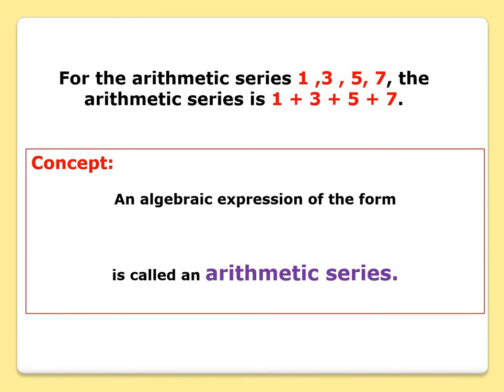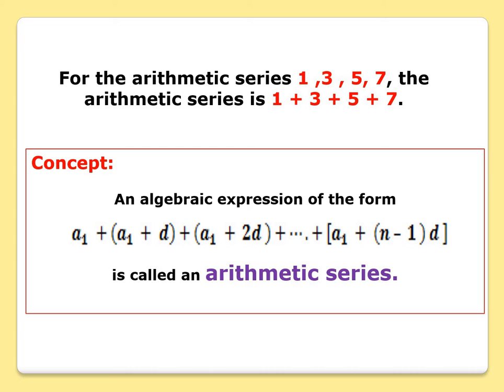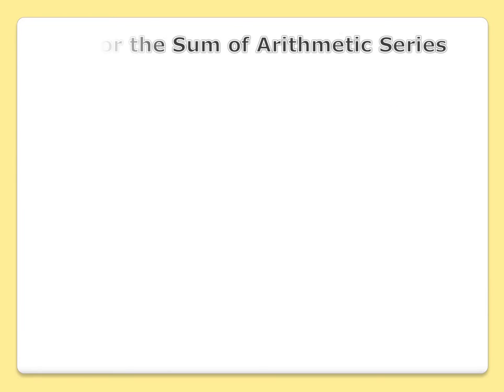Let's have this concept. An algebraic expression of the form a sub 1 plus the quantity a sub 1 plus d plus the quantity a sub 1 plus 2d plus dot dot dot up to a sub 1 plus the quantity n minus 1 times d is called an arithmetic series.